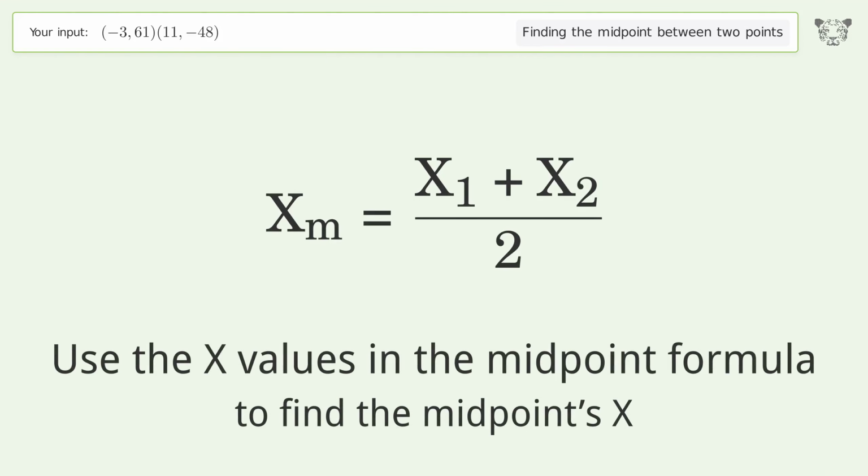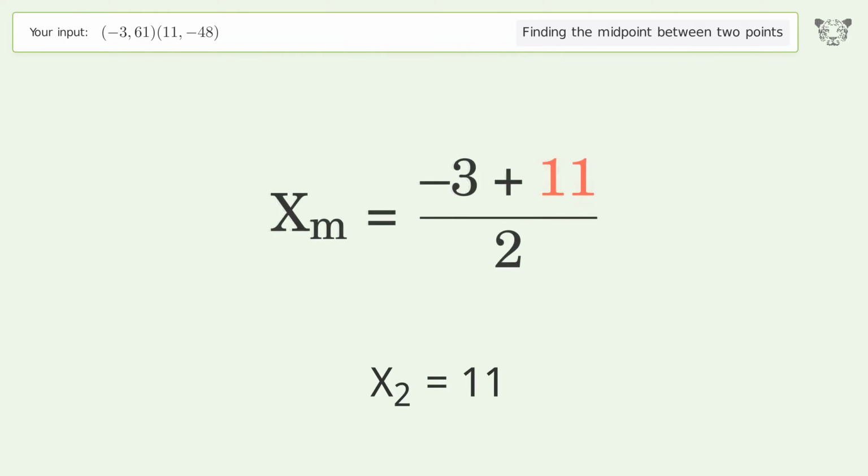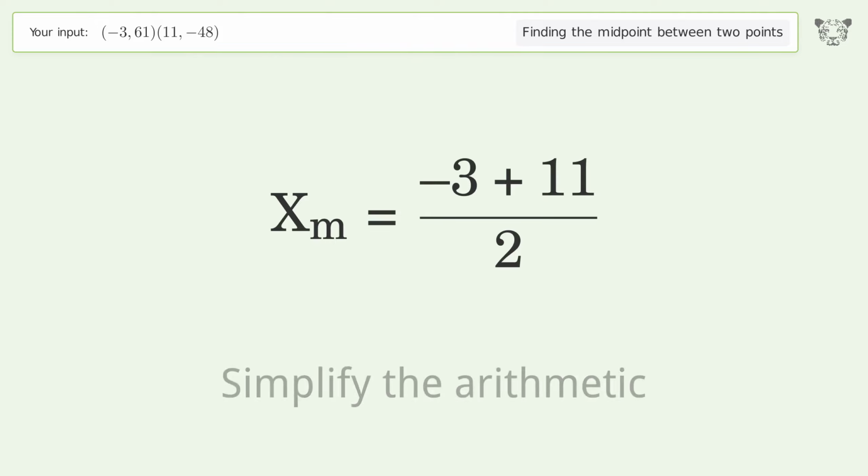Use the x values in the midpoint formula to find the midpoint's x. x1 equals -3. x2 equals 11. Simplify the arithmetic.